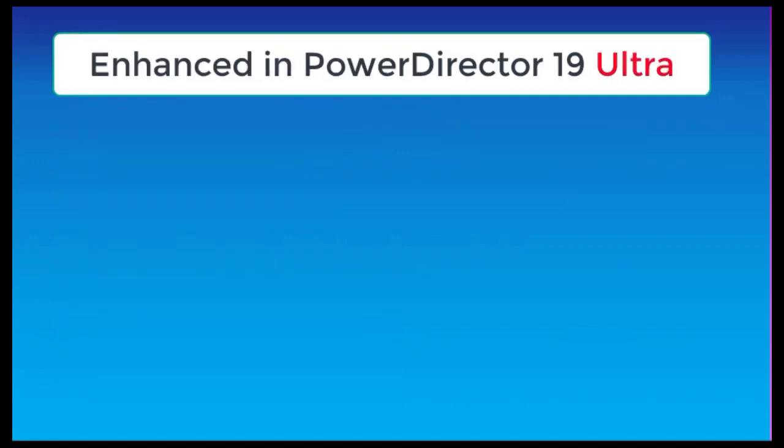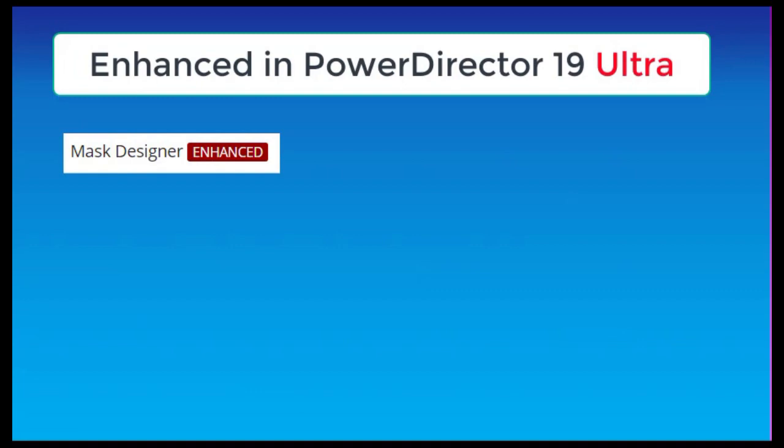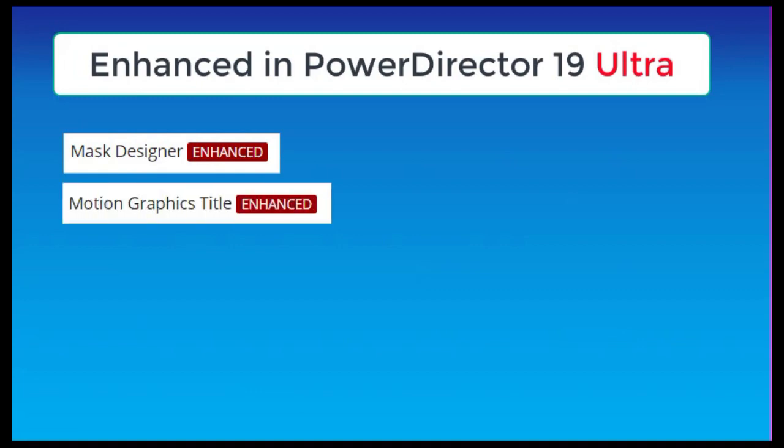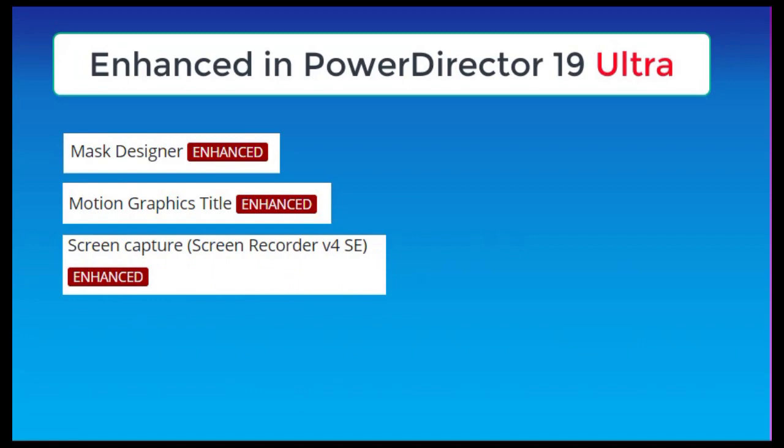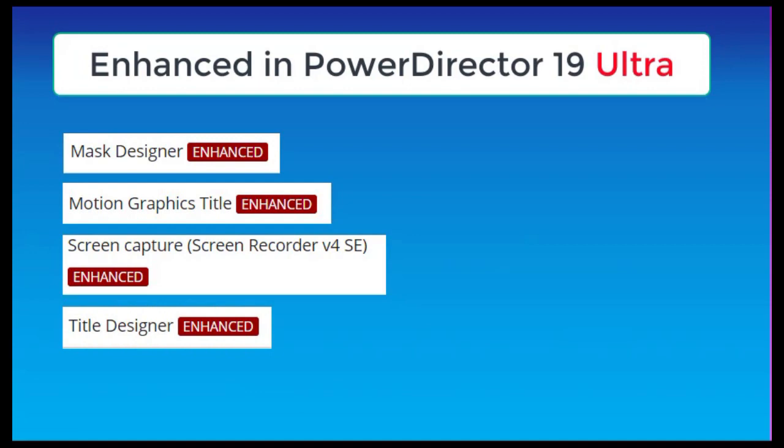Now, there are also 6 features in PowerDirector that they've upgraded, or they call enhanced, from version 18. They have improved the capabilities of the mask designer. Secondly, they have added features to the motion graphics titles option. Thirdly, they have upgraded the screen recorder. The previous version was built around version 2. This is built around version 4. It's called 4SE. The 4th update is in the title designer.